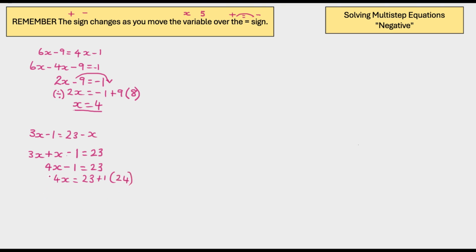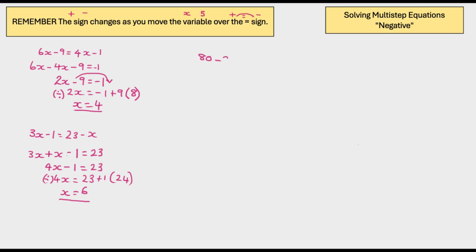This gives us 24. Divide by the number in front of the x to get the unknown, which is x on its own. 4 into 24 goes 6 times. Therefore, x equals 6. Let's do another one.